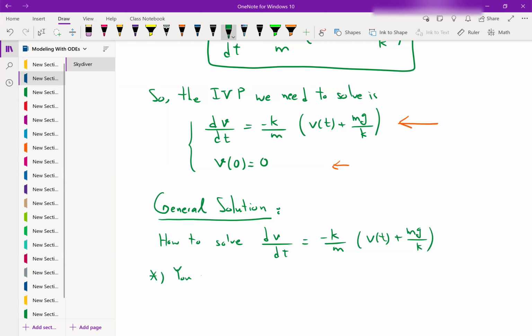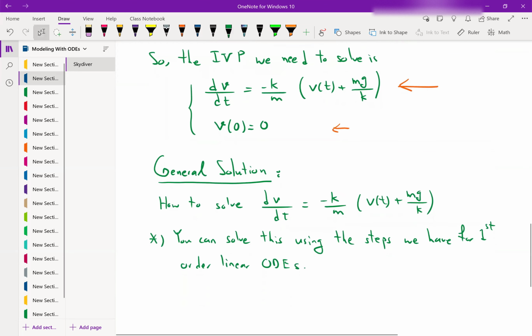You can solve this using the steps we have for first order linear ordinary differential equations. So that is one way to solve this. However, here there is a shortcut. Let me tell you what the shortcut is.